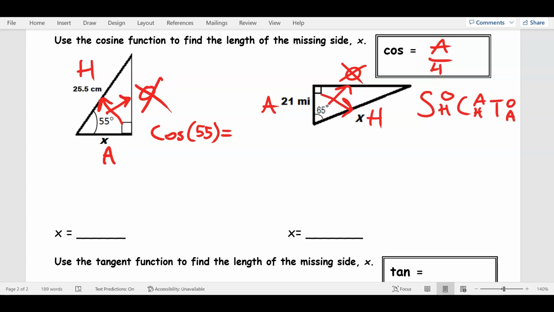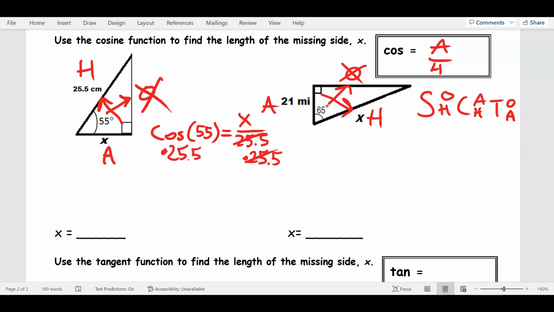A over H is X over 25.5. Very good. Now, remember from the front page, if I need to get X by itself and it's being divided, what's the opposite of dividing? Multiplying. So let's write that on both sides: times 25.5. When you multiply it on both sides, it cancels out on the right side.